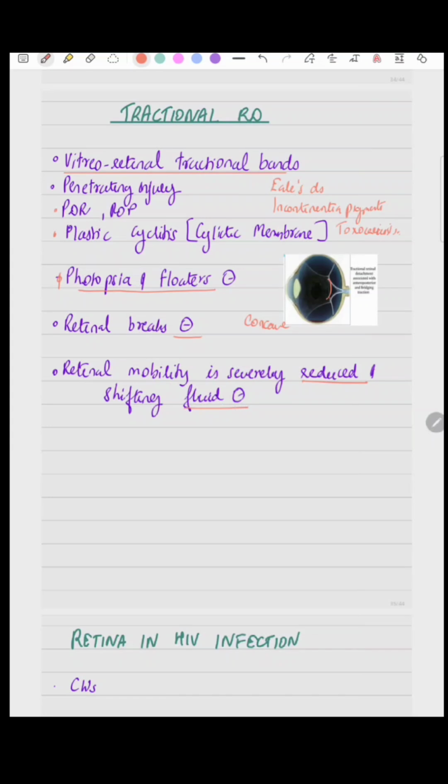Now, subretinal fluid is shallower than in rhegmatogenous RD and seldom extends to the ora serrata. The highest elevation of the retina occurs at the site of the traction. Treatment for everything is pars plana vitrectomy.